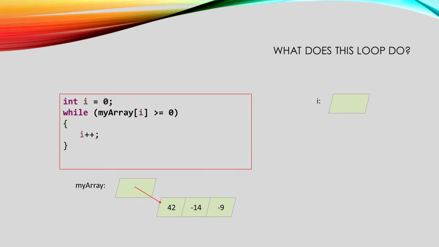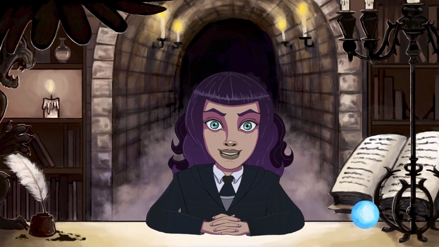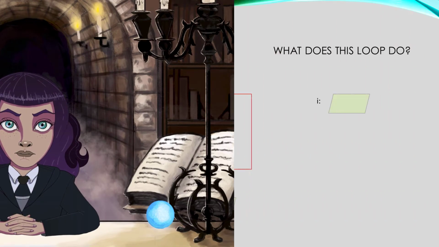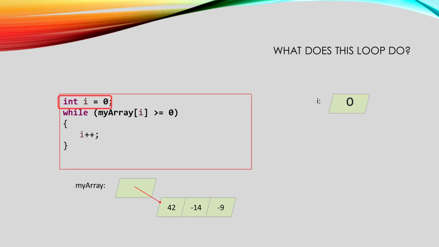To show why that matters, let's study this loop. Be the machine. Okay, i gets the value 0. Then the loop checks to see if the thing in the 0th position of the array is greater than or equal to 0. For this array, 42 is greater than or equal to 0, so we do what's in the loop and increment i. Back to the top of the loop, is myArray sub i greater than or equal to 0? Nope, negative 14 is less than 0, so the loop stops.